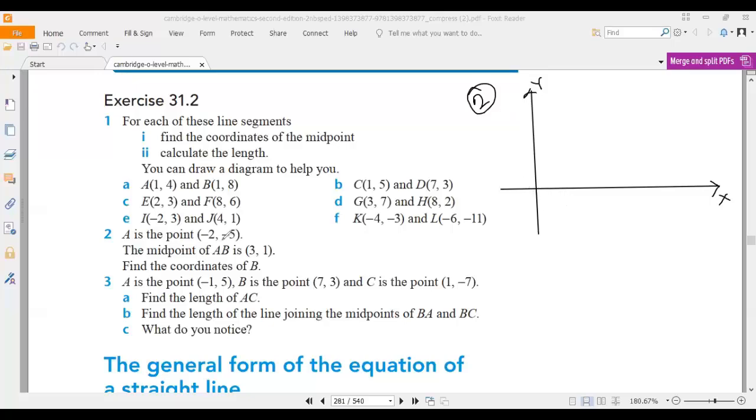So minus 2, that means the abscissa from the x-axis, minus 1, minus 2. Then minus 5, so minus 1, minus 2, minus 3, minus 4, minus 5. Okay, minus 5. This is minus 2 comma minus 5, point A. Now the midpoint of AB is 3, 1. So what is 3, 1? 1, 2, 3, 1. This is the midpoint of AB, that is 3, 1.